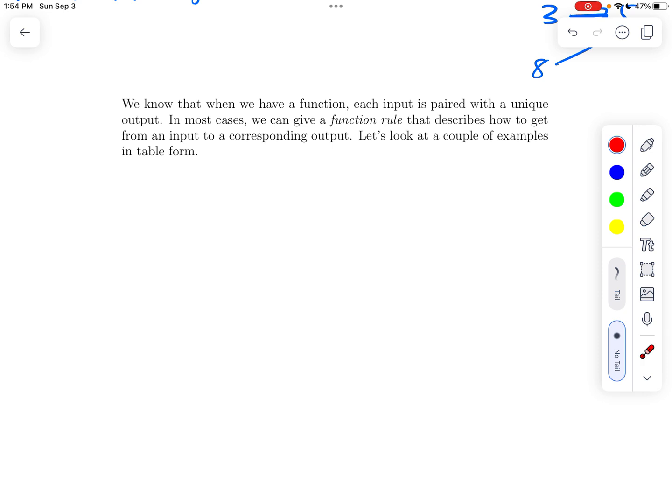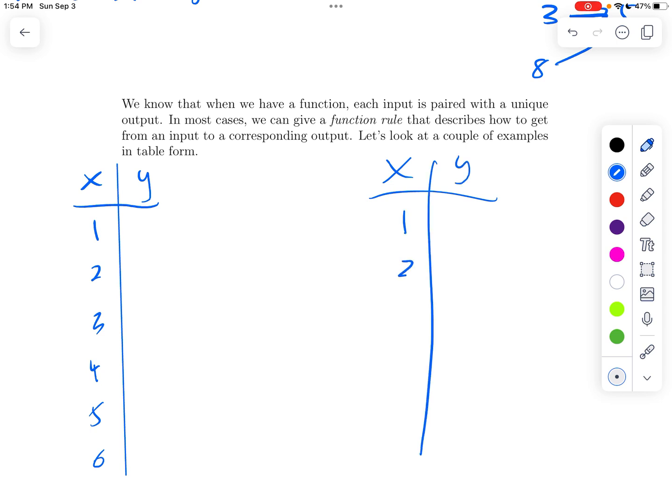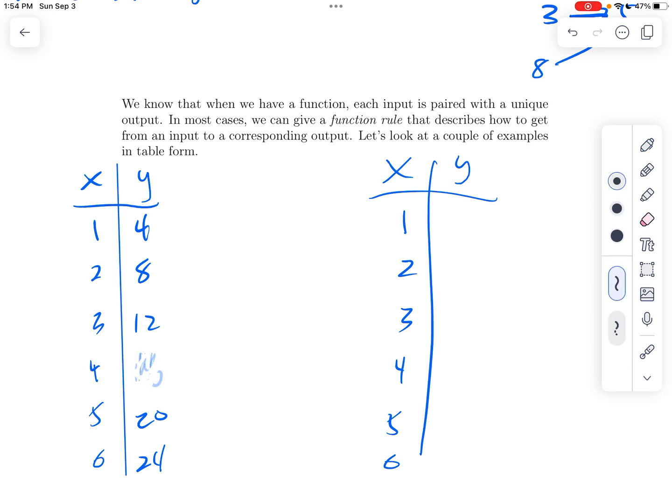One specific output. And usually we can give a function rule that describes what's going on. So let's look at a few simple examples. I'll give a quick table of x and y. 1, 2, 3, 4, 5, 6. Same thing over here. 1, 2, 3, 4, 5, 6. And maybe here I'd have 4, 8, 12, 16, 20, 24. Let's make that 16 much more legible. I'm going way too fast.